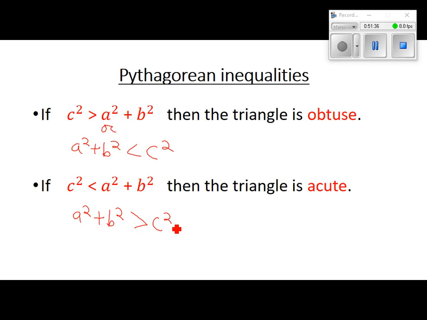Pythagorean inequalities. This isn't going to tell us whether the triangle's a right triangle or not, but it's going to tell us that the triangle is something other than a right triangle. It's an acute triangle or an obtuse, and which one it is.